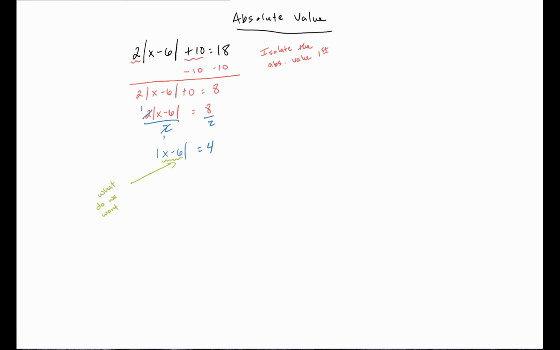Now I've gotten it down to where it looks like that previous example. I know that I want x minus 6 to be 4 units from 0. So x minus 6 could either be 4 units to the right, 4, or it could be 4 units to the left, -4. So I've got my two equations, and now I solve those simple linear equations. Okay? And I wind up with x equals 10, or I wind up with x equals 2.